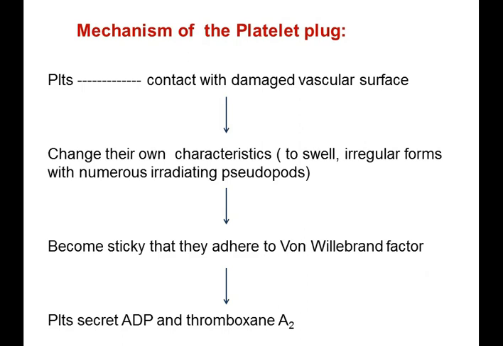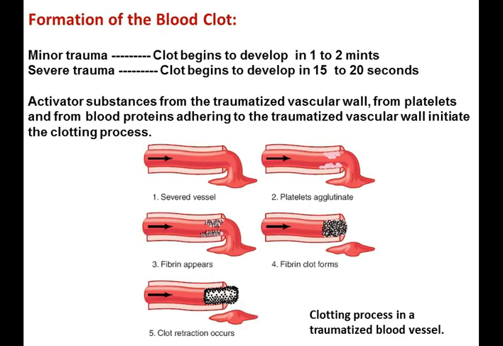Slide 7. The third mechanism for hemostasis is formation of the blood clot. The clot begins to develop in 15 to 20 seconds if the trauma to the vascular wall has been severe, and in 1 to 2 minutes if the trauma has been minor. Activator substances from the traumatized vascular wall, from platelets, and from blood proteins adhering to the traumatized vascular wall initiate the clotting process. The physical events of this process are shown in this slide.